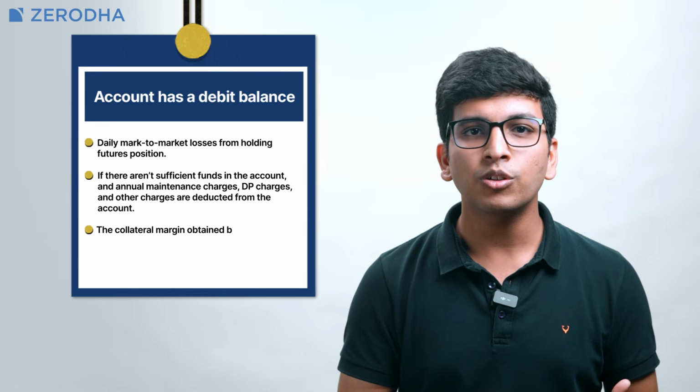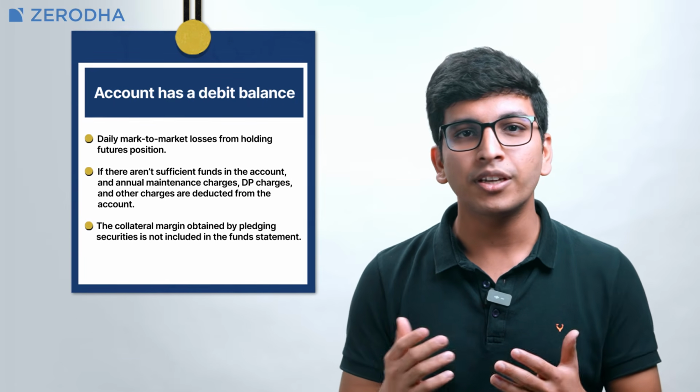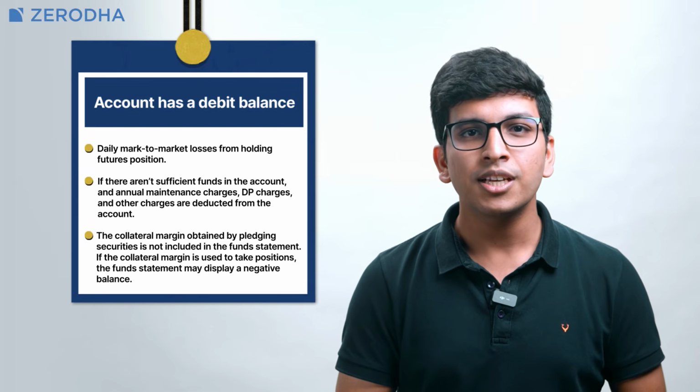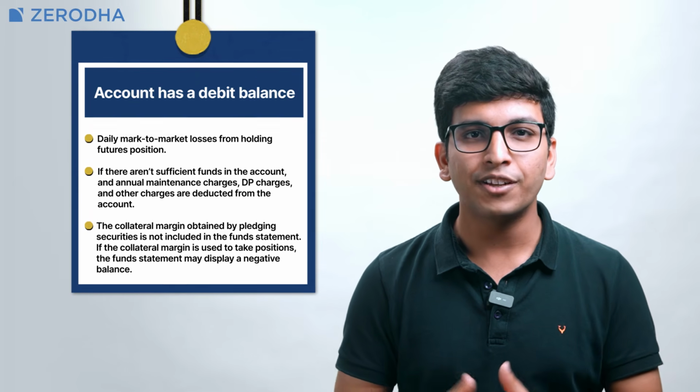The collateral margin obtained by pledging securities is not included in the fund statement. If the collateral margin is used to take positions, the fund settlement may display a negative balance. If the funds are yet to be settled, as we discussed earlier, exchanges require a T+1 day to settle funds from selling equities and F&O trades to your account before you can withdraw the amount. Until then, the withdrawal amount is shown as negative, indicating that it is still being processed for settlement and will show as positive once the funds are settled.